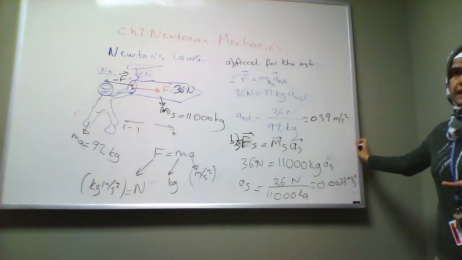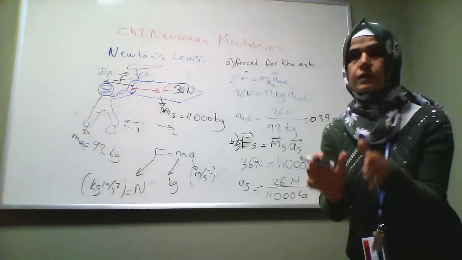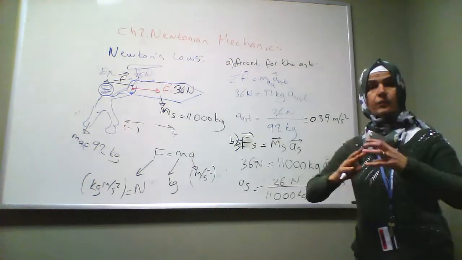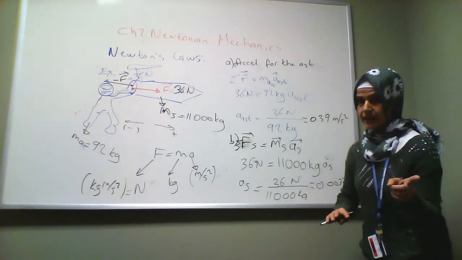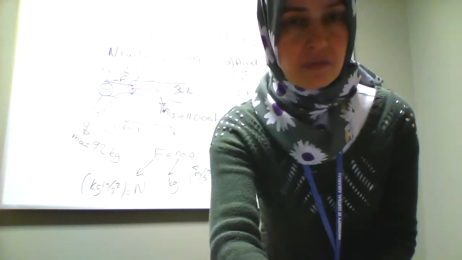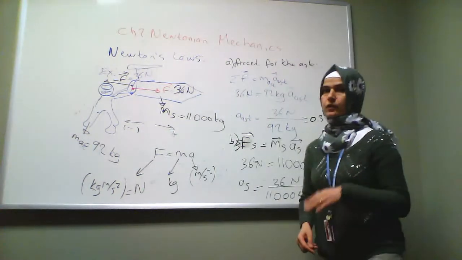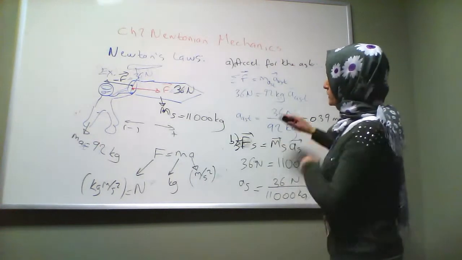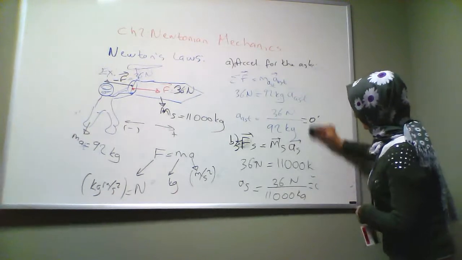F is equal to ma. If there's one force only, my total force is one force, easy. If there are more than one forces, we'll have to add up these forces, taking into account the direction because they are vectors. If you have any questions, keep it in mind. Write it down, email me, or post it on Twitter.